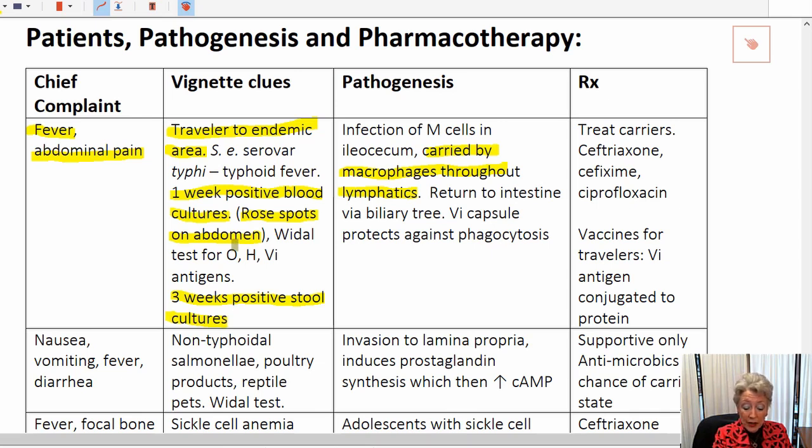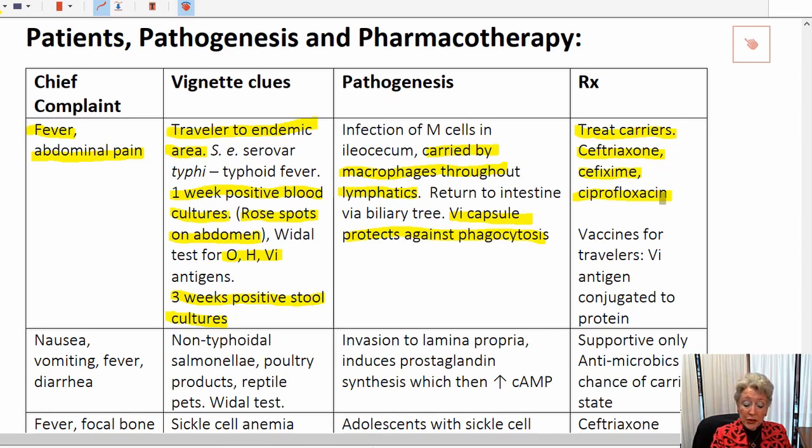So the capsule is important in protecting against phagocytosis. We classify all the salmonella on the basis of their antigens on their surface. And remember, with a carrier state, we have to track down and treat the carriers. Ceftriaxone, cefixime, ciprofloxacin, all will work.